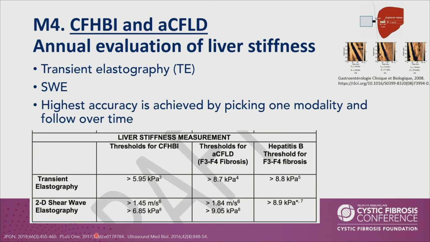So in terms of annual evaluation for liver stiffness, again, we recommend that in patients with both CF hepatobiliary involvement and advanced CF liver disease, this is calculated at least annually. Multiple studies have shown that both transient elastography and shear wave elastography can be used to diagnose CF hepatobiliary involvement and to follow progression.